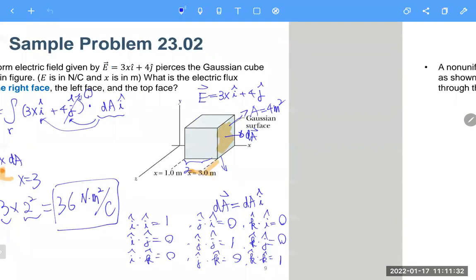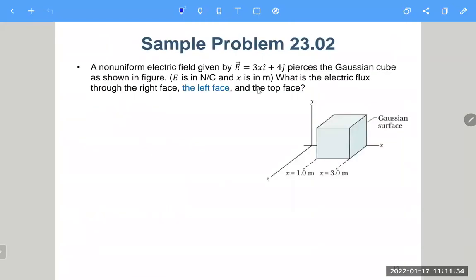Okay, so we go to another one. Here we're supposed to find the flux for the left face, which is this one. Similarly, we can write E dot dA, taking the integral over the left surface.